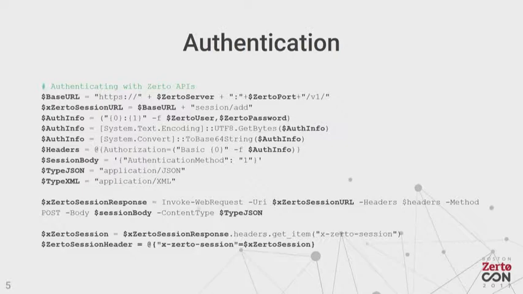So basically what we do, we build the header that we're going to send to the API that needs a couple of parameters like username, password, IP address. We encode that into a base64 header, and we post that to the API, specifically to the session/add part of it. Basically saying, hey, add a session using these credentials.